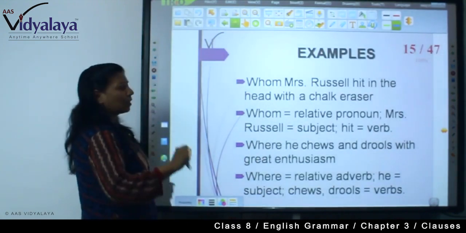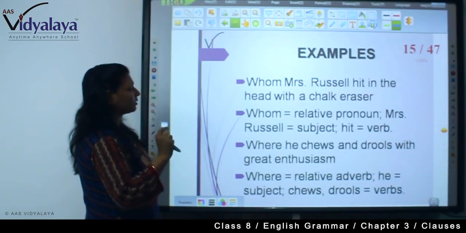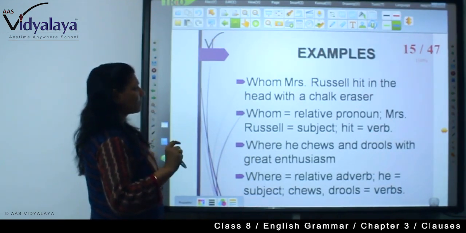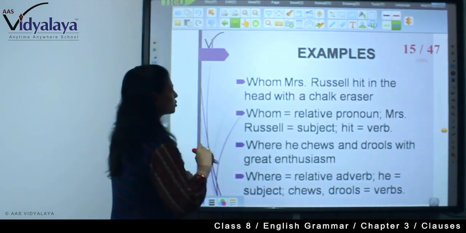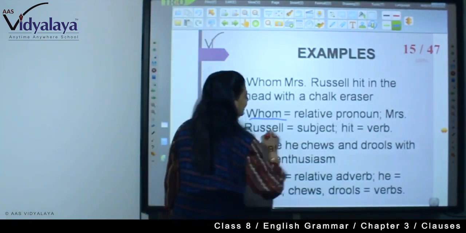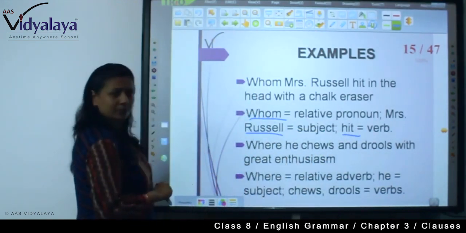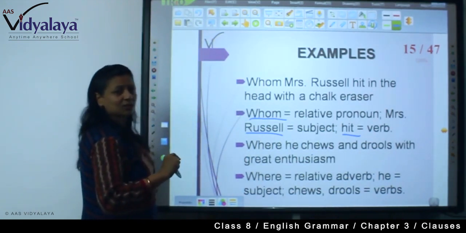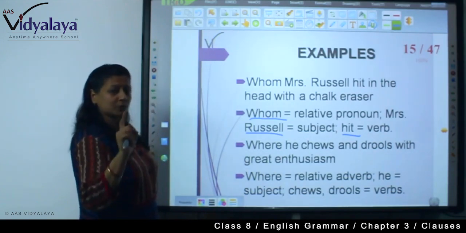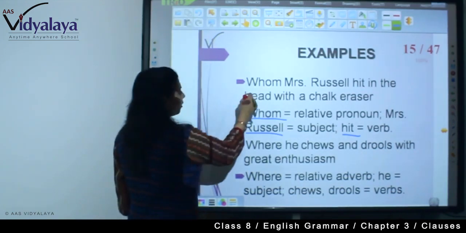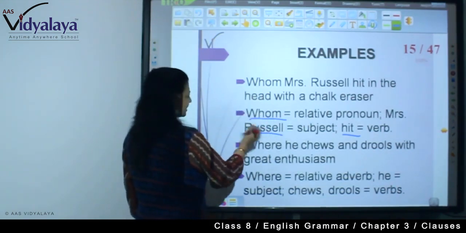Now, examples. First one: whom Mrs. Russell hit in the head with a chalk eraser. Whom Mrs. Russell hit in the head with a chalk eraser. So whom is a relative pronoun, Mrs. Russell is a subject, hit is a verb. Right? As this is a subordinate clause, this is a dependent clause. So the main clause is to be added. So this is the first rule, with the relative pronoun, and this is the example.